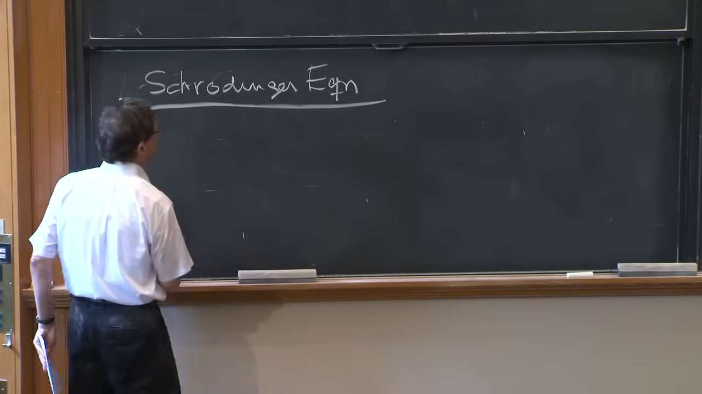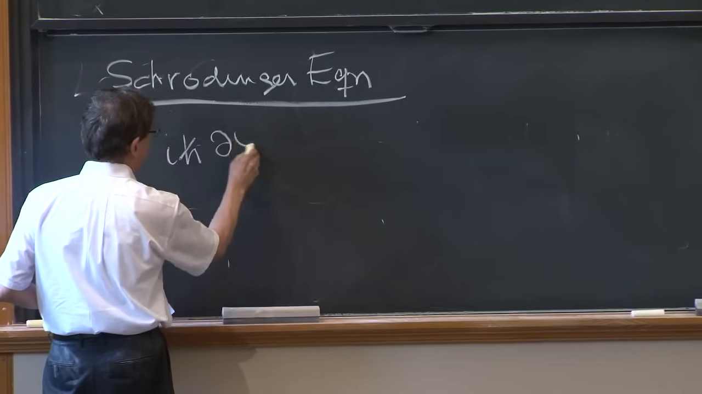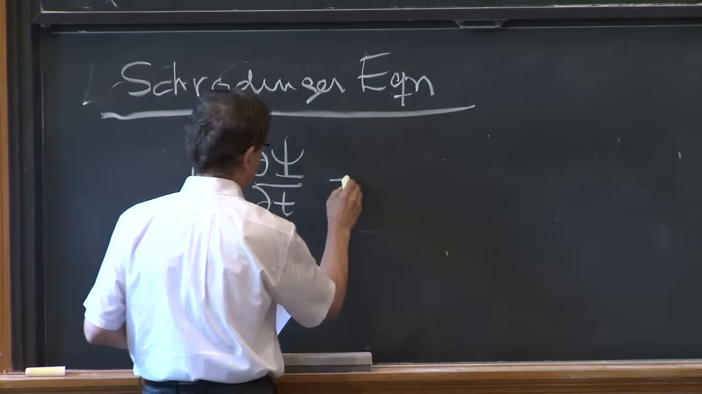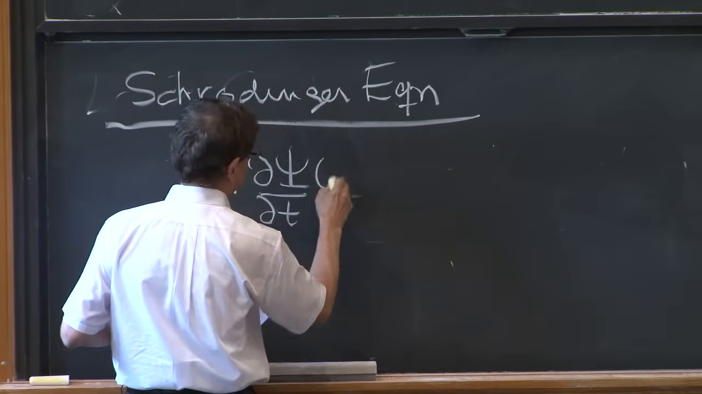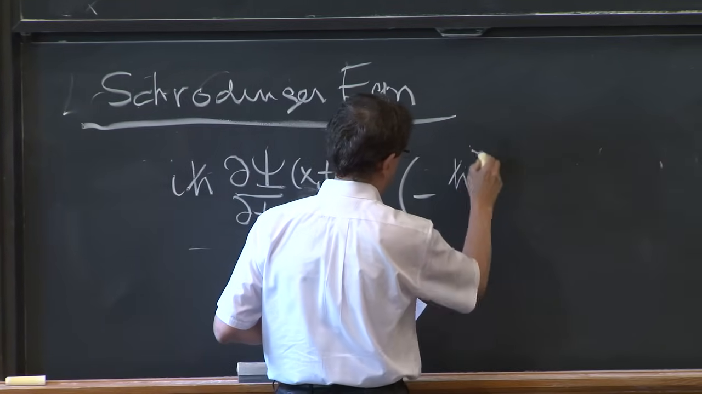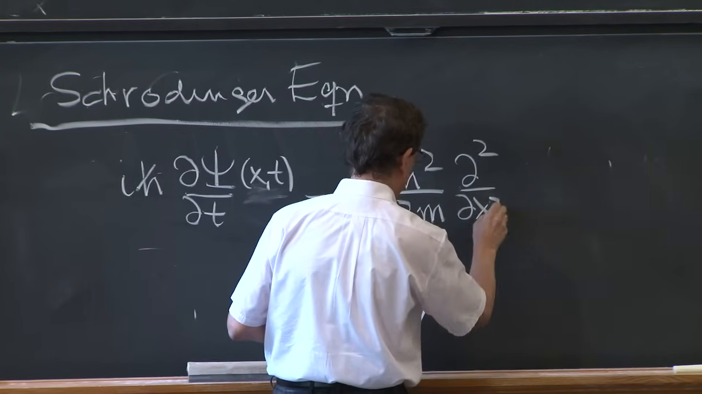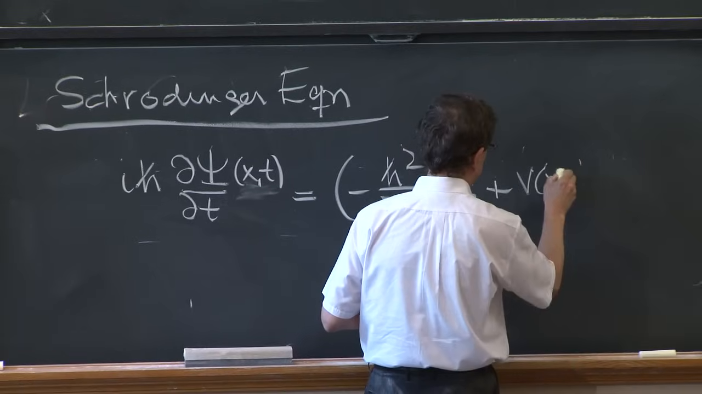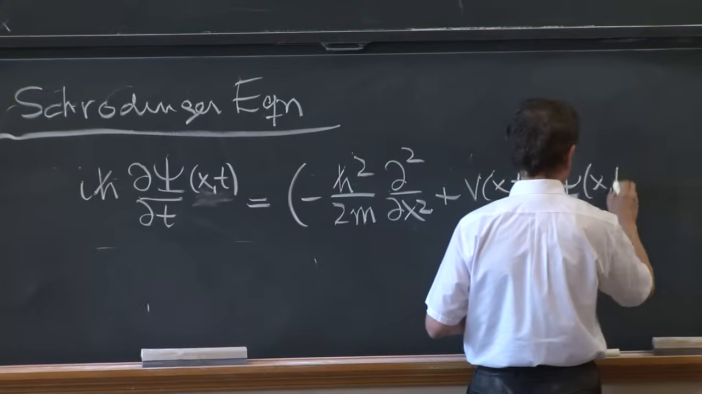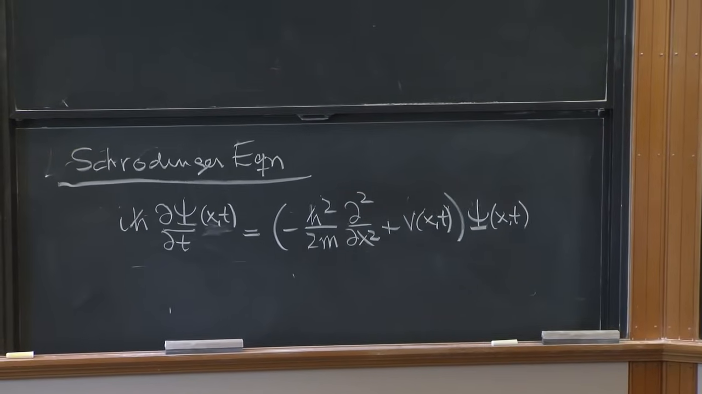So this Schrodinger equation is an equation that takes the following form. i h bar, partial derivative of this object called the wave function, psi of x and t, is equal to minus h bar squared over 2m, second derivative with respect to x, plus V of x and t, times psi of x and t. And that's a full equation.